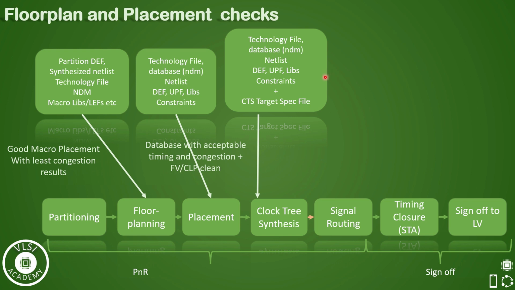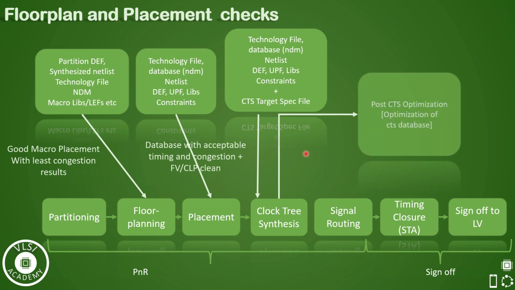Now here is the catch: after CTS is done, we don't directly route it, but first we do the optimization on the synthesized clock tree database, and then that optimized database we will give for the routing like this. So the flow is actually like this. Instead, in fact, it does not go directly for the signal routing. It will go for post CTS, which we are going to discuss now.